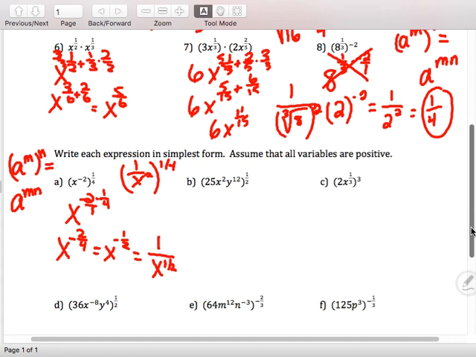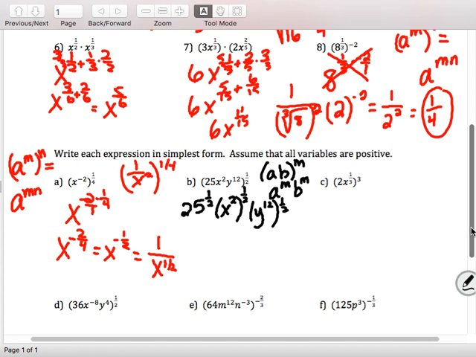All right, now, letter B. I'm going to use this property first that says if I have a product, A times B, and that whole product is to an outside exponent, you take the A to the power and B to the power. So I'm going to take 25 to the 1/2. I'm going to take x squared to the 1/2 and y to the 12th to the 1/2.